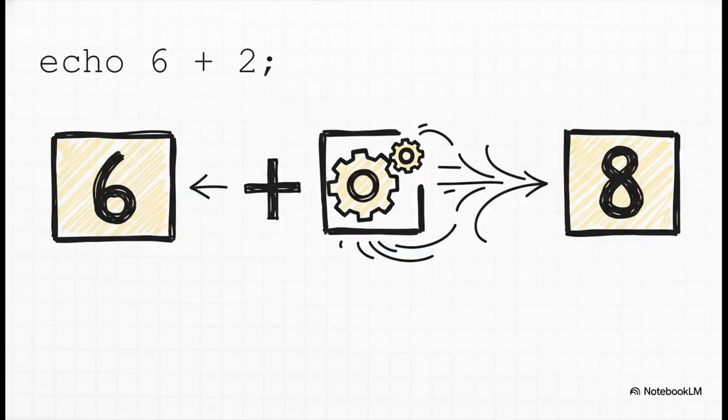For instance, look at this simple line of code. It uses the addition operator, the plus sign. It just tells the computer, hey, add 6 and 2. And, of course, the result is 8. That plus sign is the verb. It's the action word that makes the whole thing happen.